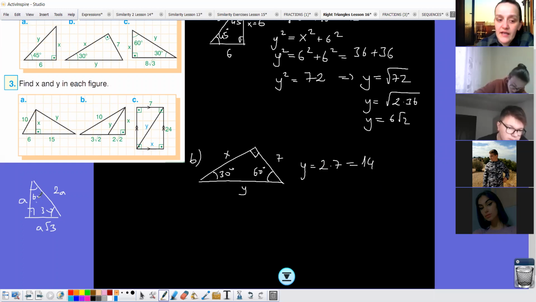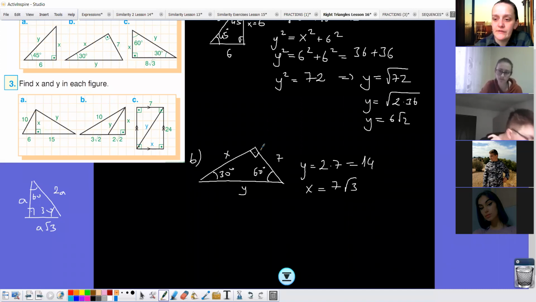What about x? X is the side opposite of 60. Then look, it is a root of 3. So what is our a here? Root of 3. One more time, I couldn't hear you. 7 root of 3. 7 root of 3 directly. You don't have to do anything else here. It's okay, the others? Okay. Did you understand the logic of this 30, 60, 90?